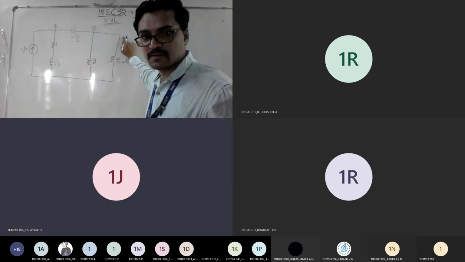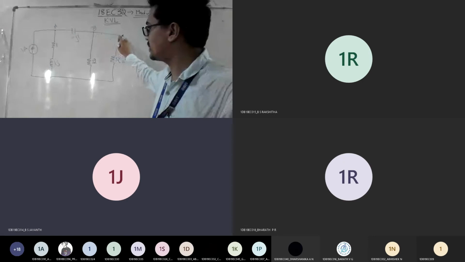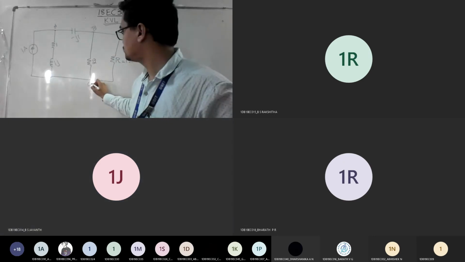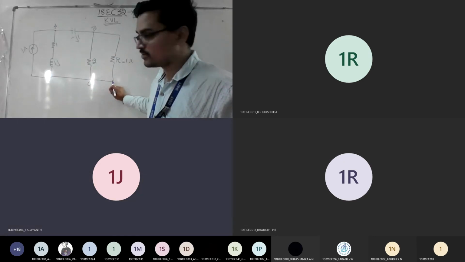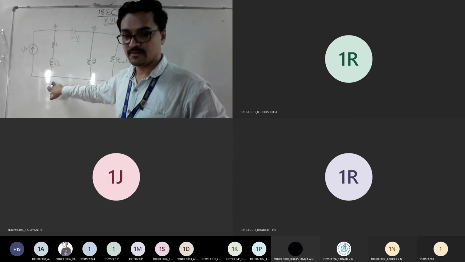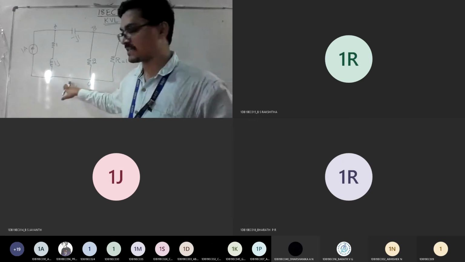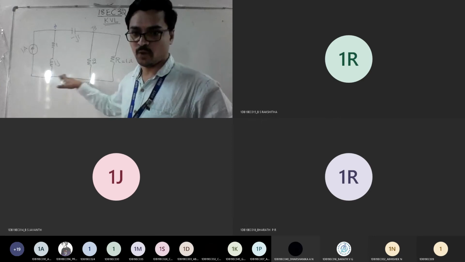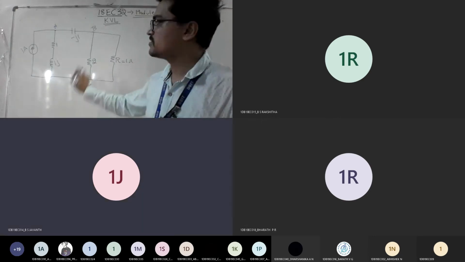No, not required, because it's just a wire connection. So can I mark C here? Do you want D here? No need, because this C acts like one node for both the combinations. So this was the first thing.